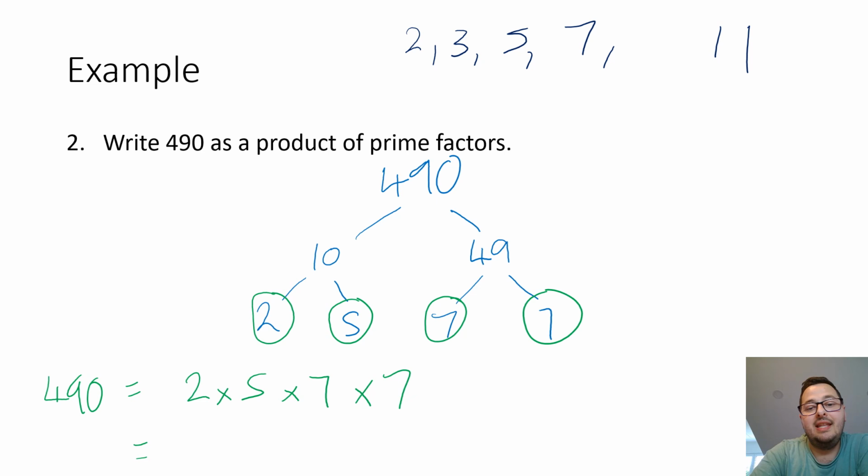But remember, anything repeated, we want a power of it. We've got 2 7s, so this is going to be 2 times 5 times 7 squared.